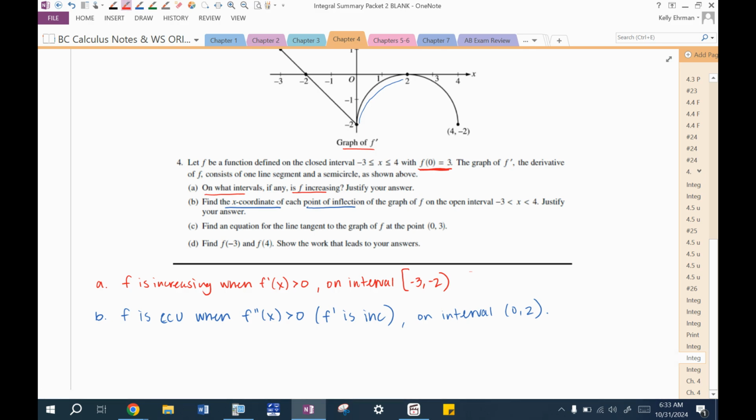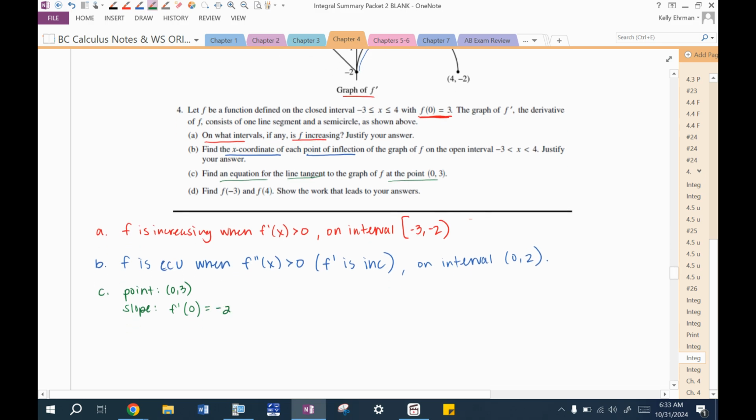All right, let's see. Find an equation for the tangent line at the point 0, 3. So we need a point, which we were given, 0, 3. We need a slope. Now the slope would be the value of f prime at this point, so at 0. So what is f prime at 0? Go to the f prime graph, find its value. That's equal to -2. Write the equation for the tangent line, so that's y minus 3 equals -2. You can write x minus 0, or you could just write x right there. You could also use slope-intercept form since the point that we were given was a y-intercept, so lots of options.